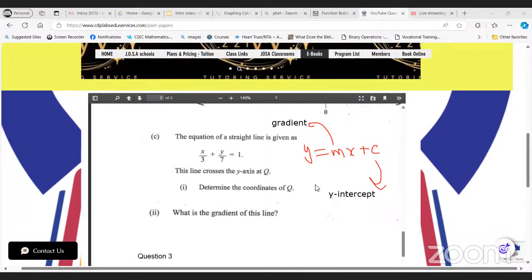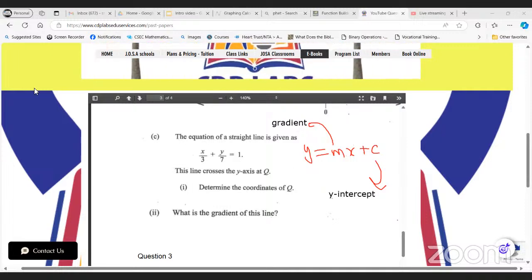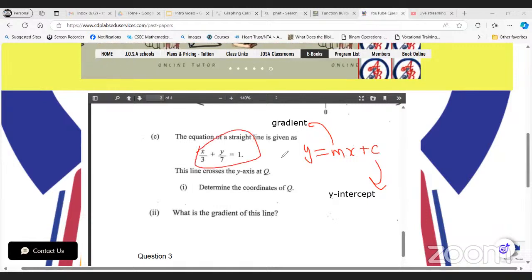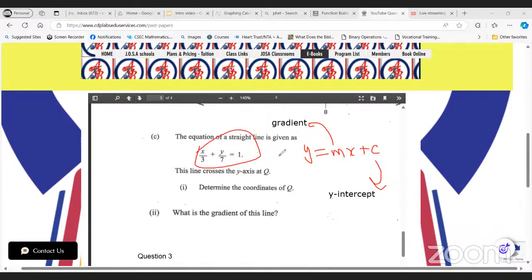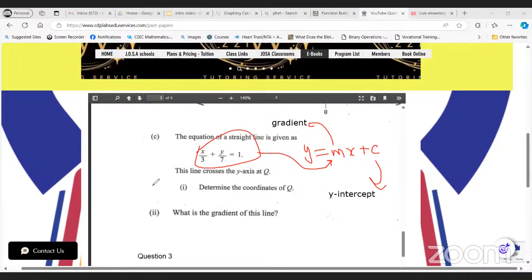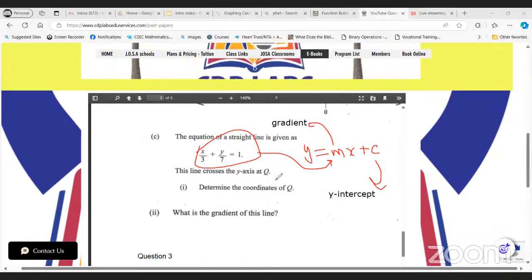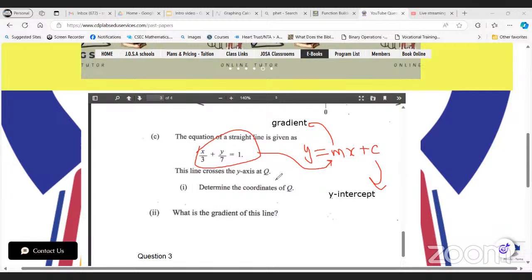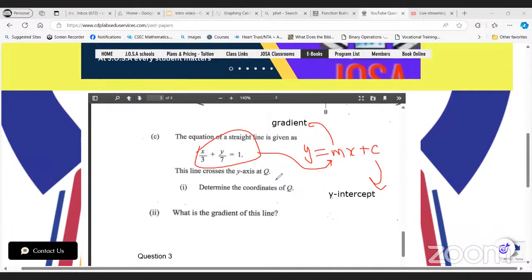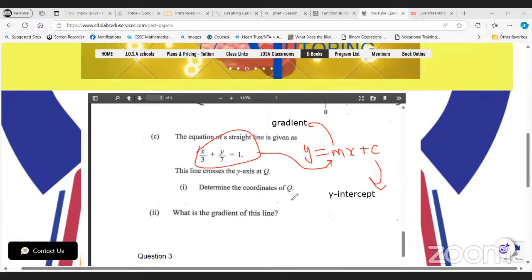All right. So we're aiming now to rewrite this expression to look like this. Now the first part says this line crosses the y-axis at Q. Now Q is a point on the graph. So they're saying to you that the line crosses the y-axis at Q. It asks us to determine the coordinates of Q.